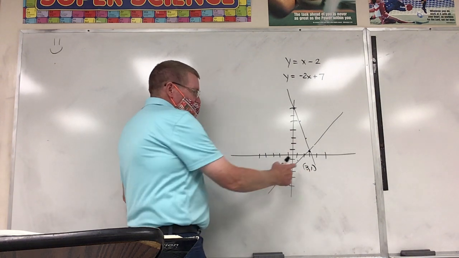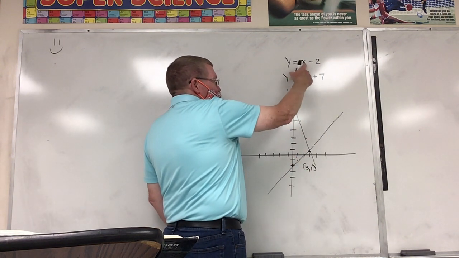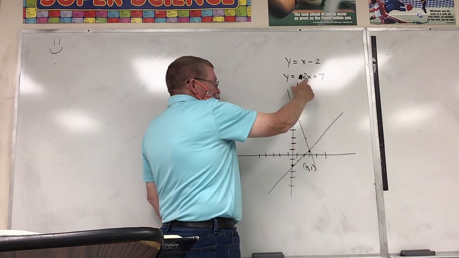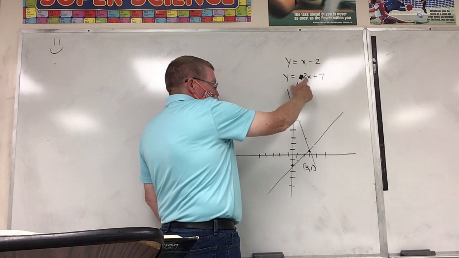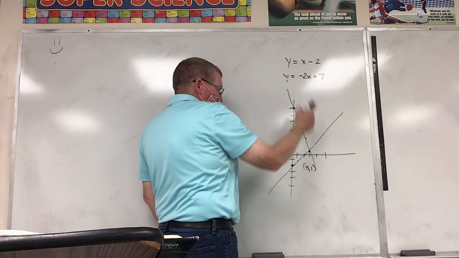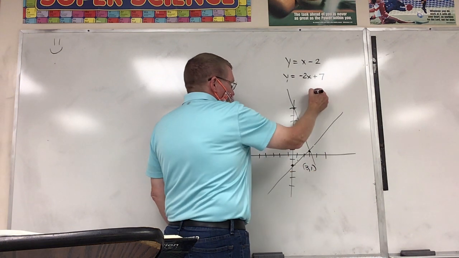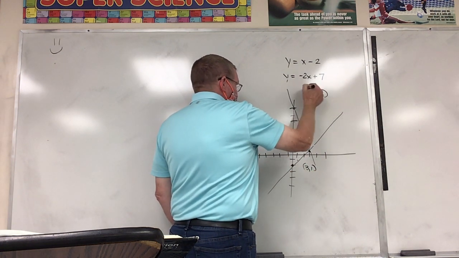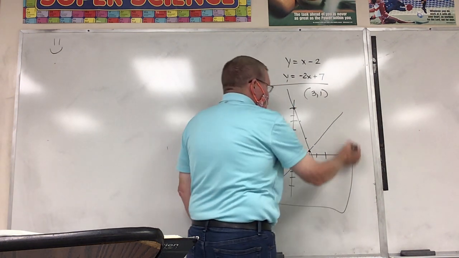I want to check. Put the (3, 1) in and put 3 in. 3 minus 2 is 1? Yes. Put the 3 in: 3 times -2 is -6, plus 7 is 1. So yes, my solution is (3, 1). And this is what I'm looking for.